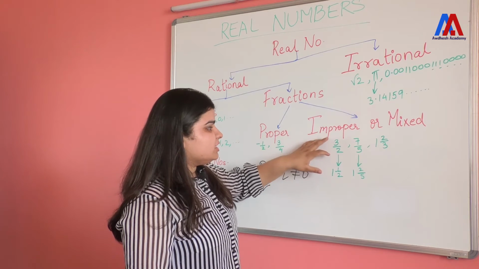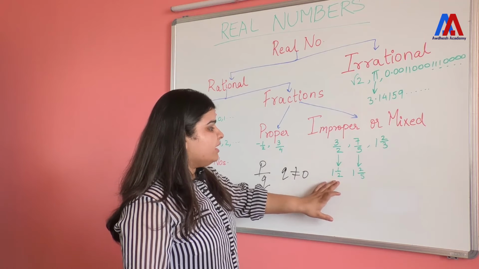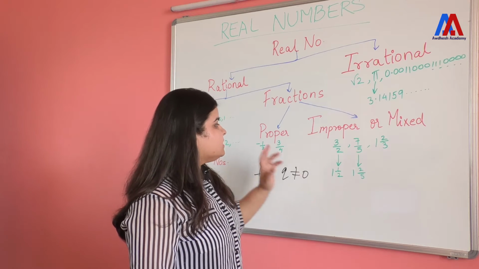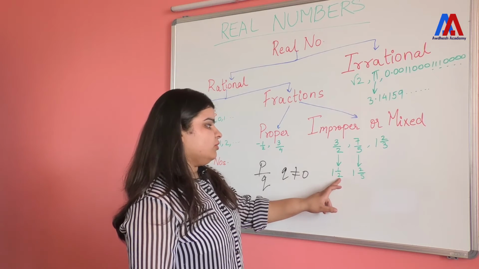An improper fraction like 3 by 2 can be converted to a mixed fraction where the fraction part of the number is a proper fraction, that is where the numerator is lesser than the denominator.